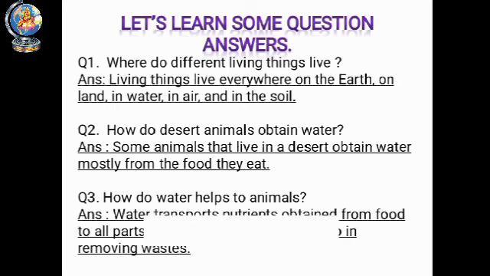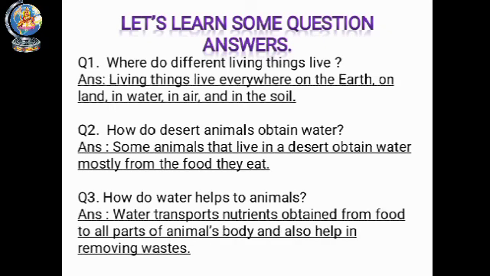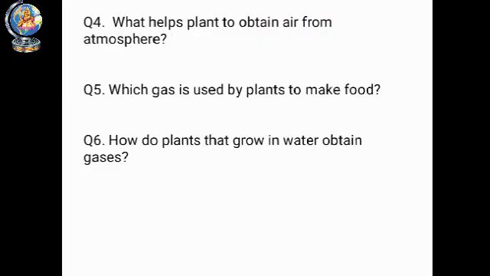Third one, how does water help animals? Water transports nutrients obtained from food to all parts of the animal's body and also helps in removing waste, right? Whatever nutrients you get from food are transported by your blood, and your blood is flowing just because your body has enough water. You have studied the importance of water in 4th, even in 3rd. So water keeps blood flowing, and because that blood has all the nutrients, every body part is getting the nutrients, and it removes waste also.